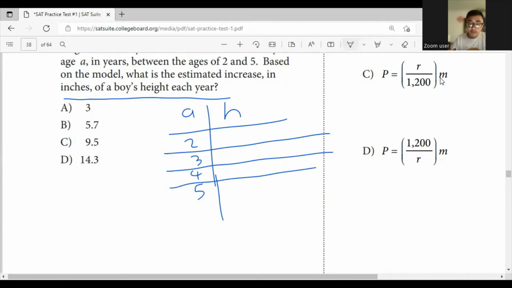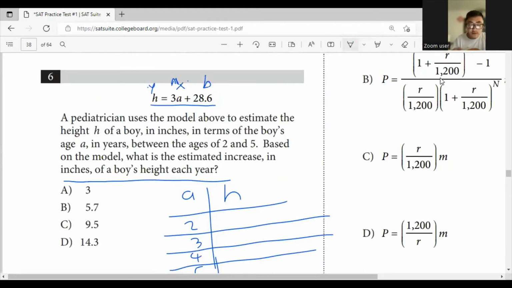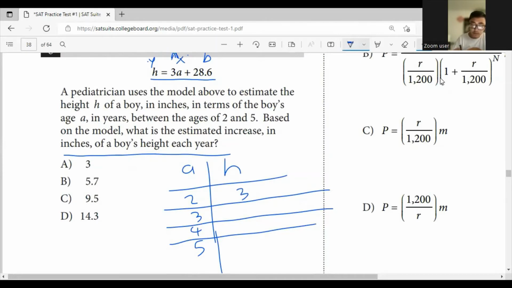Right, so let's go ahead and plug in our values. So a is equal to 2, so that's 6 plus 28.6, that's 34.6. And 3 times 3 is 9. 28.6 plus 9 is 37.6. You plug in 4, that's 12 plus 28.6, which is 40.6. Then 5 times 3 is 15, which is 43.6. And as you can see, each time I'm increasing by 3. And that makes sense, right? Because that's my slope.